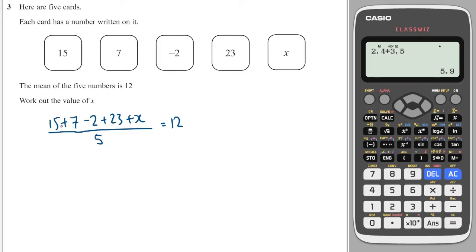Okay, so if all the numbers added together divided by 5 equals 12, then all the numbers added together should equal 5 times 12, which is 60.